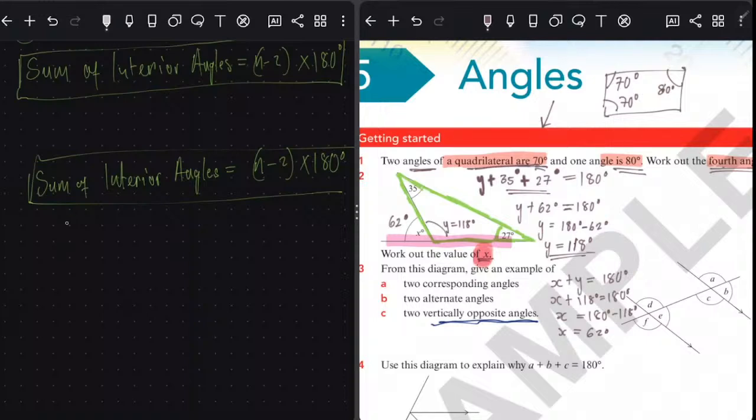So you're going to say 70 plus 70 degrees plus 80 degrees plus the fourth one. What should we call the fourth one? X. This will be equal to, what is n? Quadrilateral is how many sides? 4. So it'll be 4 minus 2 times 180 degrees. Victor, so are we together? Yes. Can you add and tell me the answer?